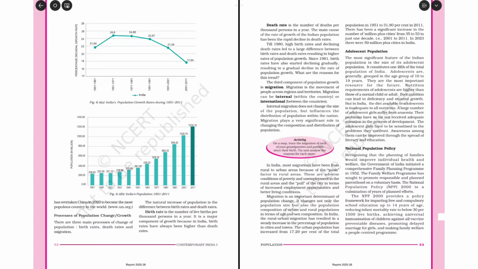The rise of the million-plus cities. A city with over 1 million inhabitants is a complex organism requiring massive logistical support: water, sanitation, electricity, transit. And the text notes that between just 2001 and 2011, the number of these megacities jumped from 35 to 53, and by 2023, it reached 59. We are watching the urbanization of a continent-sized nation unfold in real time.